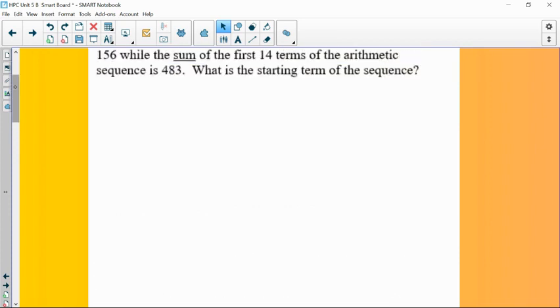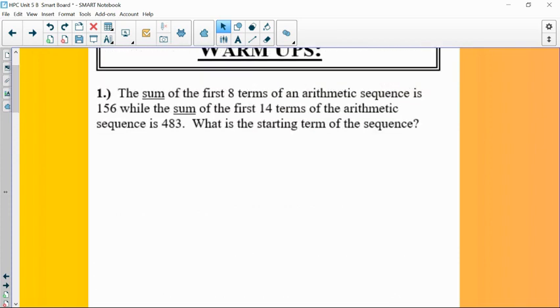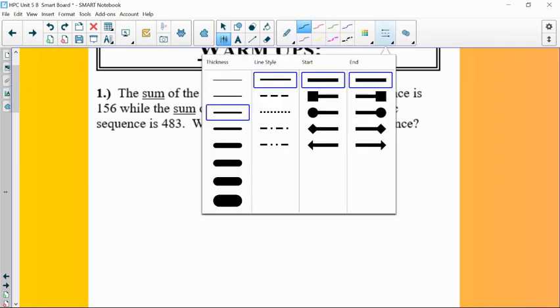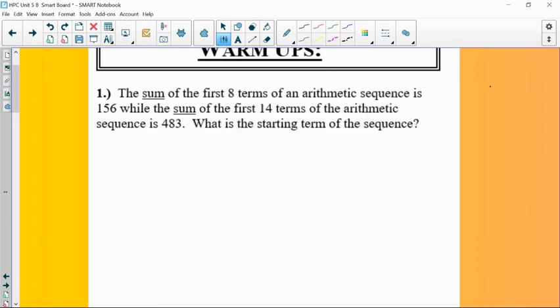It says the sum of the first 8 terms of an arithmetic sequence is 156. The sum of the first 14 is 483. What is the starting term of the sequence? So if I think about organizing that into a mathematical equation, the sum of the first 8 terms, you've got term 1, term 2, all the way up to the 8th term.